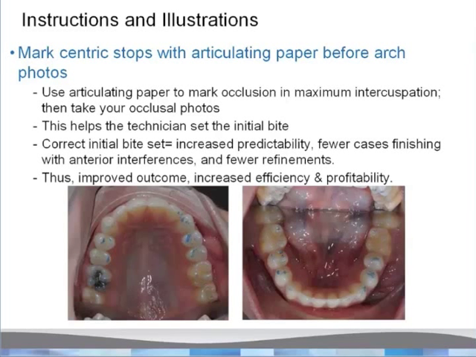You want your digital camera oriented perpendicular to the bicuspids. This will help the technician in setting your initial bite. If the initial bite is correct, the outcome is going to be more predictable and efficient. A correct bite set will lead to increased predictability, fewer case finishing refinements, or fewer cases finishing with anterior interferences, and fewer refinements. Thus, we have an improved outcome for improved efficiency and predictability as well as profitability.